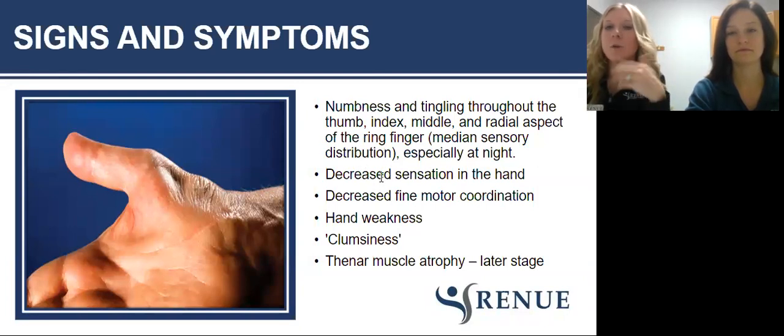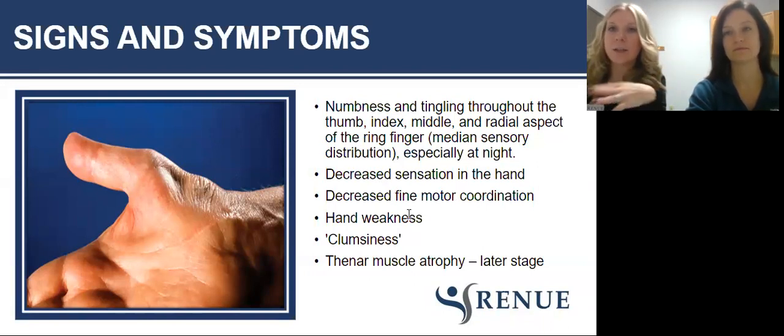Sometimes as it progresses, you'll have decreased sensation in that hand and poor ability to use your hand with fine motor skills. So picking up something like a paper clip or your earring, things like that, have become difficult to do. You do develop hand weakness depending on the severity of your carpal tunnel. A lot of people describe having clumsiness, and again, that coincides with that fine motor skill deficit. And then in that later, more severe stage, you start to see muscle atrophy. So it pretty much means that muscle is dying and wasting away, and you lose all that strength.